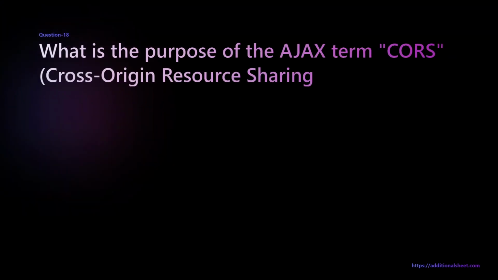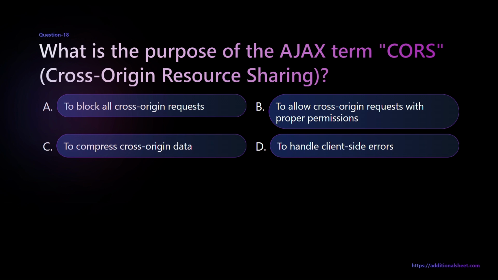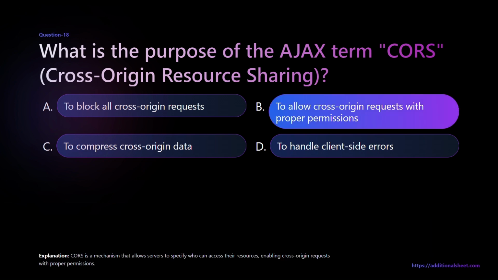What is the purpose of the AJAX term CORS, cross-origin resource sharing? Option A, to block all cross-origin requests. Option B, to allow cross-origin requests with proper permissions. Option C, to compress cross-origin data. Option D, to handle client-side errors. The correct answer is option B, to allow cross-origin requests with proper permissions.